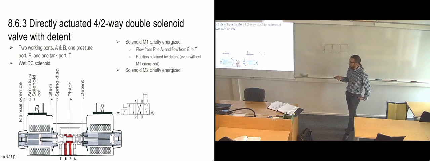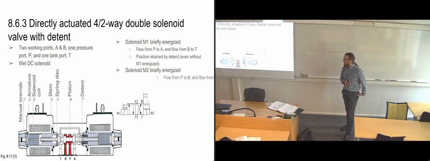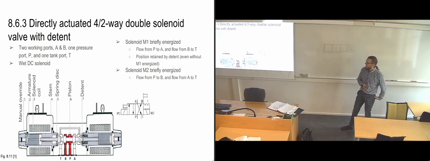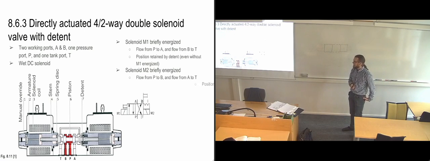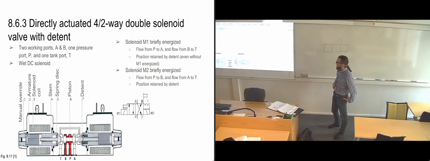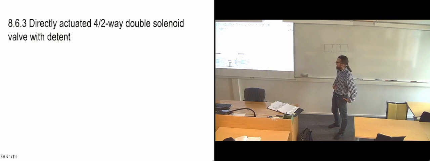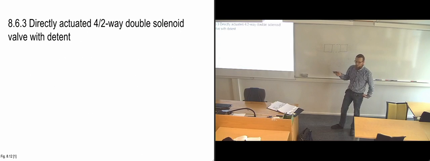So then we can briefly energize M2, and we're going to switch it so that we get flow from P to B and from A to T. And again, the position is kept in place by the detent. So on Friday, we're going to look at how the detent works. So we're going to start off with that on Friday.